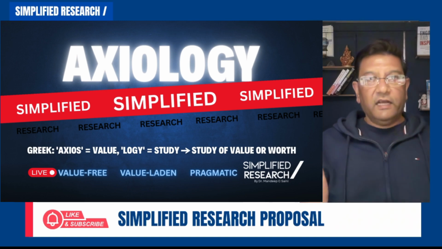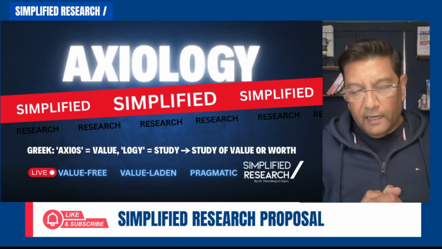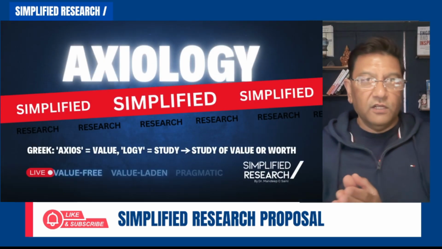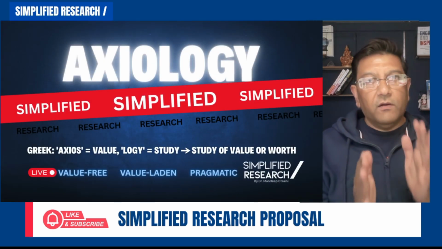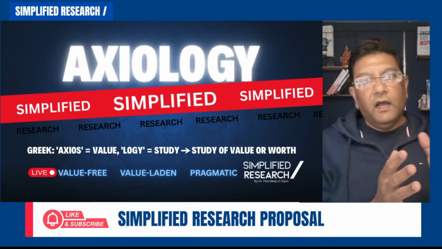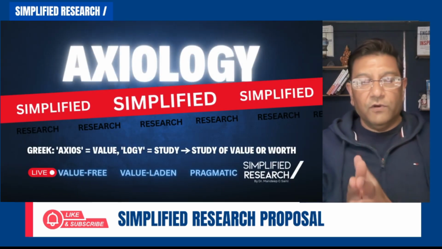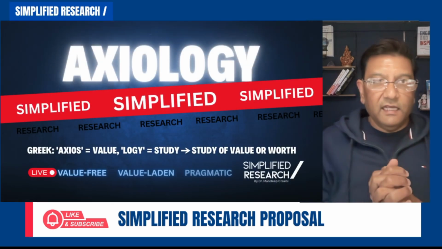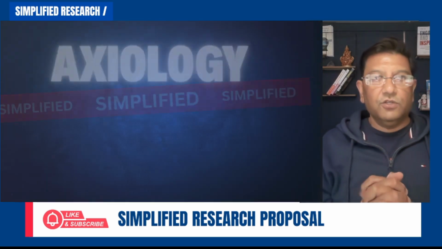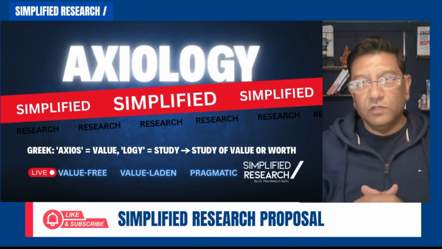So this is axiology in a nutshell, and these three branches of research philosophy are very important to understand, and most researchers work on research philosophy. But the problem is that the more you read about all these, the more confused you sometimes become.